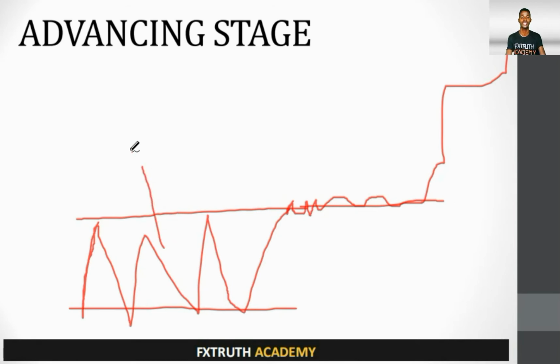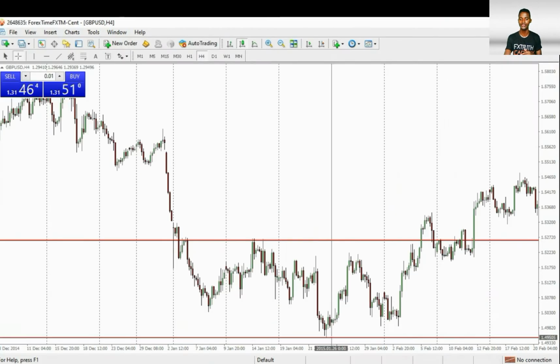This is the accumulation stage, so the market didn't remain at this stage forever. It broke up higher, and this breaking up higher formed a new stage known as the advancing stage, an uptrend in the market. So let's go to the Forex chart and see how this works in real terms.